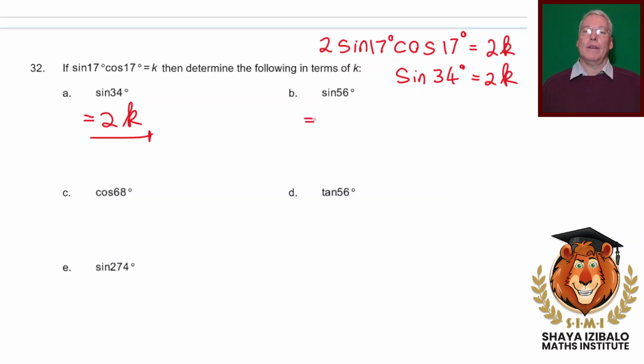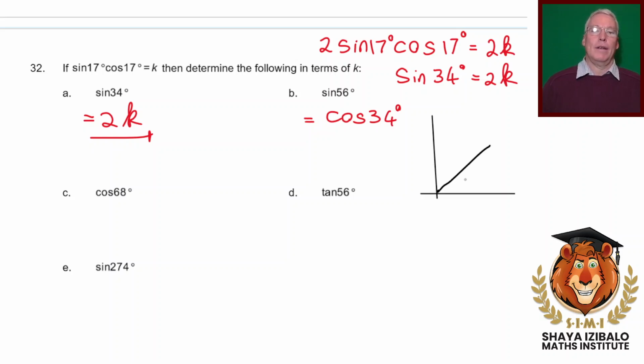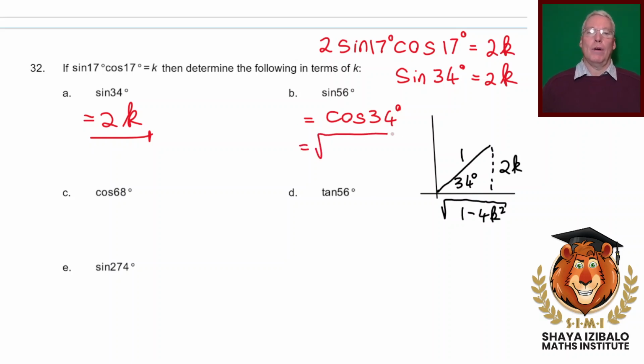Sine of 56, well, that is 34 degrees away from a vertical axis in quadrant 1. So sine of 56 is the cos of 34. And that we can easily get, because if we draw a little sketch, we've got our 34 degree angle over here. And remember that sine is y over r. So this is actually going to be the square root of 1 minus 2k all squared, or 4k squared. So cos of 34 is actually going to be the square root of 1 minus 4k squared.